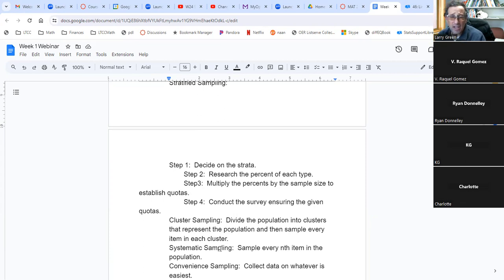So again, classes are common. Another thing that's common, especially in business, in retail business. Any guess on what the typical clusters are that they use for people?